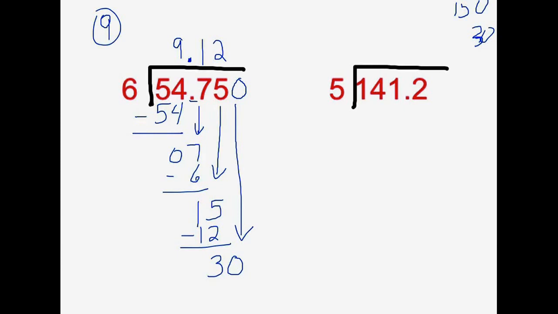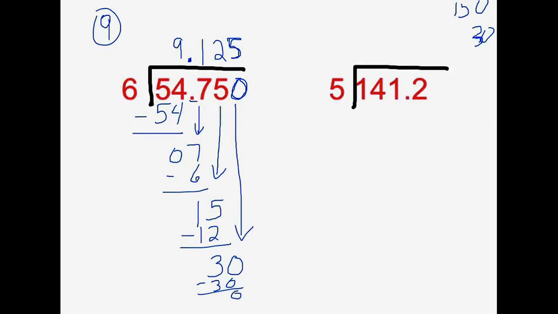6 into 30 goes 5 times. Okay? Which is 30. When I subtract, I get 0. So just adding that 0 helped me finish that problem. My estimate was 9. It's 9.125, 125 thousandths.